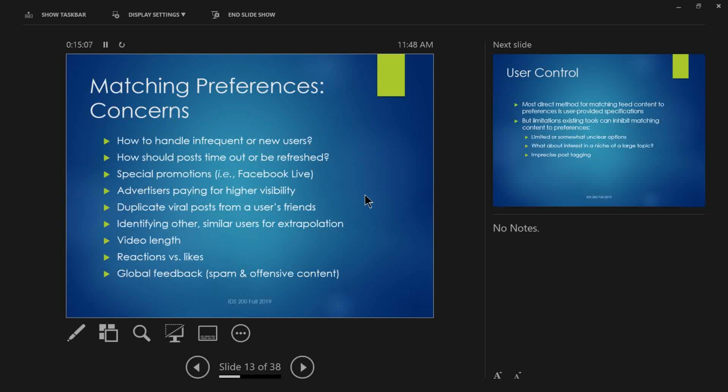How much video length constitutes a view? Do you have to view the whole thing? Do you have to start watching it? You make it about halfway through. How does Facebook track that? The relative importance of reactions versus likes. So, the like is the easy one, but you have all these others. Are they equally important? Are they more important? And of course, global feedback, right? So it's feedback mechanisms for things like spam, things like not safe for work or otherwise offensive content. How does Facebook prune that from the feed? Okay? So these are a lot of more open-ended questions that can exist within that framework. All right. We will see you Wednesday.